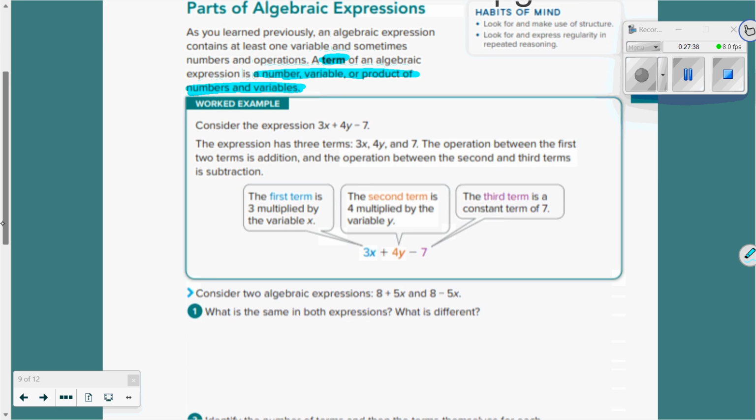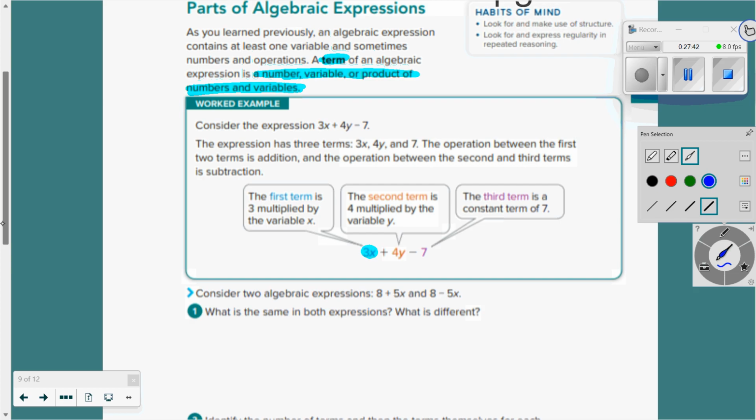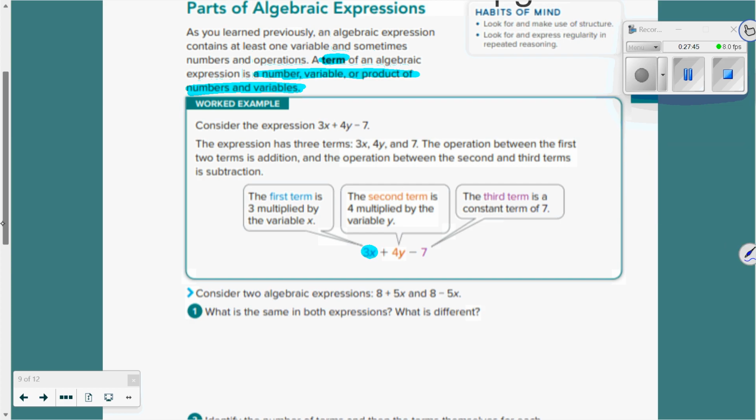We have our first term is our 3x. In the 3x, we've got two pieces to that term. From our vocabulary earlier, the 3 is what we would call the coefficient. And the x is our variable. So our first term is those two pieces that are put together. They are separated by an operation. So the plus sign separates us for our second term, 4y. And for 4y, we have two pieces again. We have a coefficient, the 4, and a variable, the y.